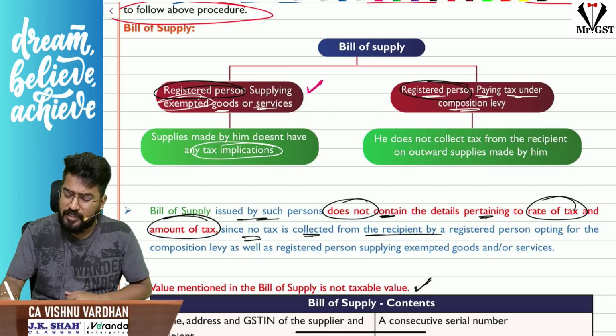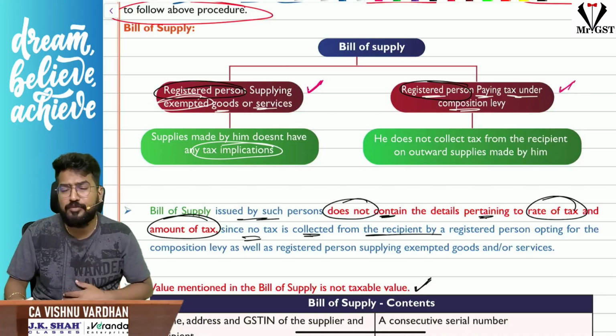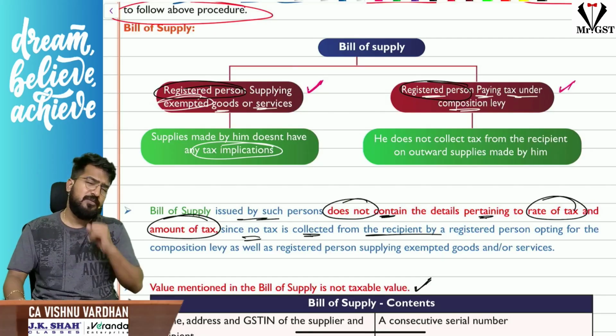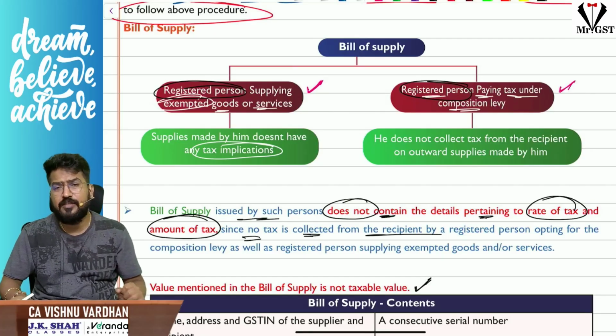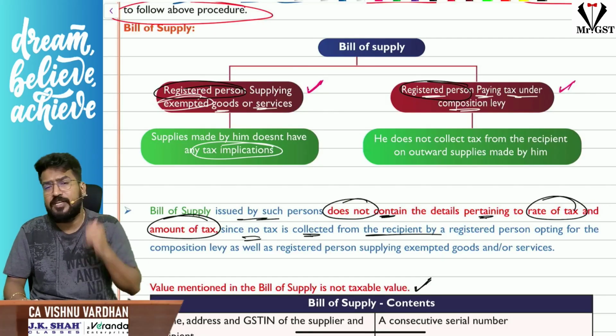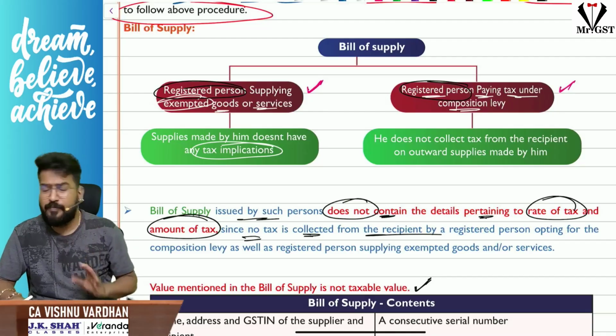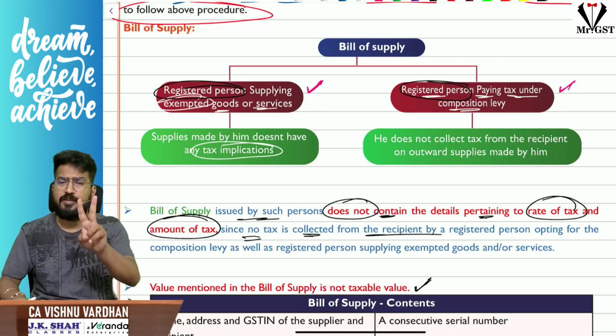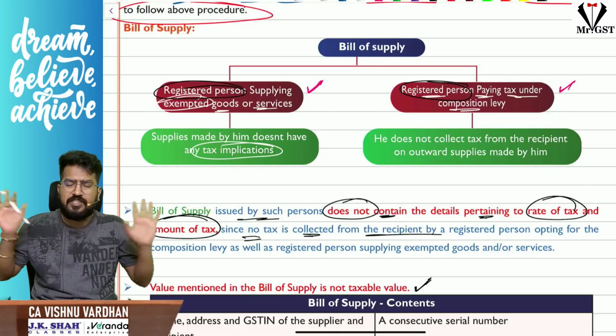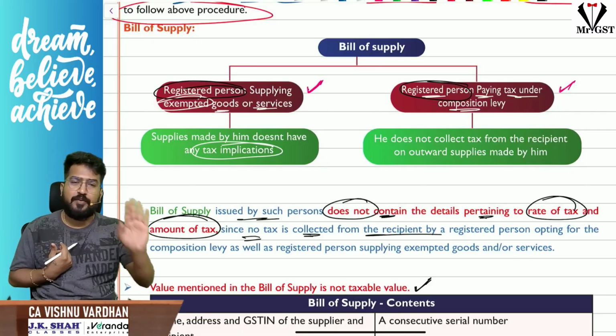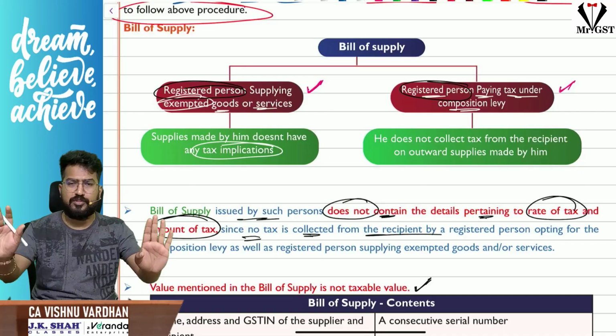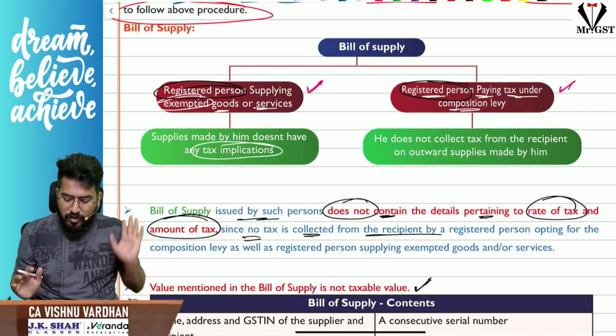Not only that, sir, I am registered under GST, but I am under composition scheme. If you are under composition scheme, you cannot collect tax from the customer, correct? Because you cannot collect tax from the customer, you cannot raise a tax invoice. So obviously we are issuing bill of supply. So bill of supply will come in two situations. Number one, first of all, fundamentally you are registered. One, you are making exempt supplies, or you are under composition scheme. In these two cases, you will issue a document called bill of supply.